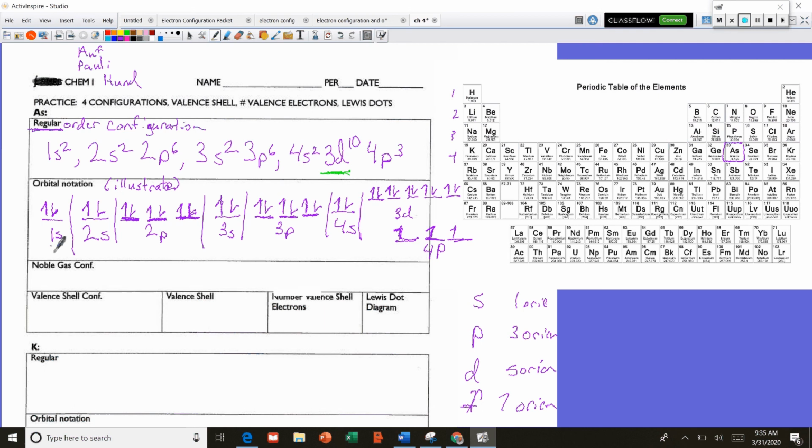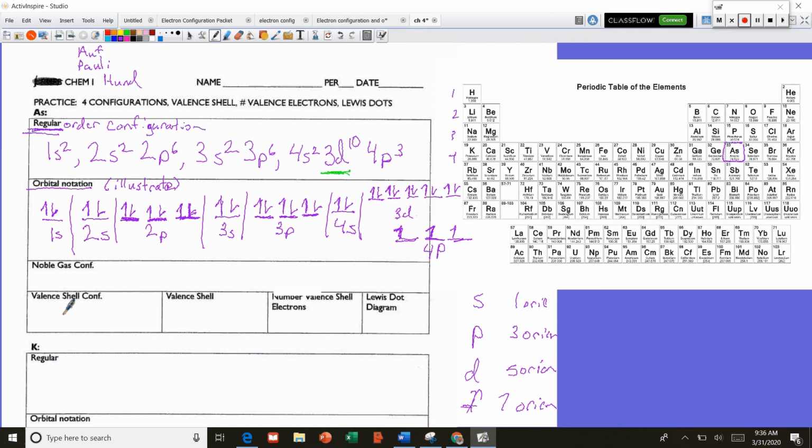Now, talking about this, Aufbau says that I have to fill from lowest to highest, so I start with 1s and I go up to my highest energy level. Pauli says that if two electrons occupy the same sublevel, same orbital, they have to have opposite spins. Hund's rule says that you're going to fill an equal energy level in the same direction before you start filling the opposite directions. So that's why this one has three up arrows rather than an up, a down, and an up. All right. Now, that's our orbital notation and our regular order configuration.